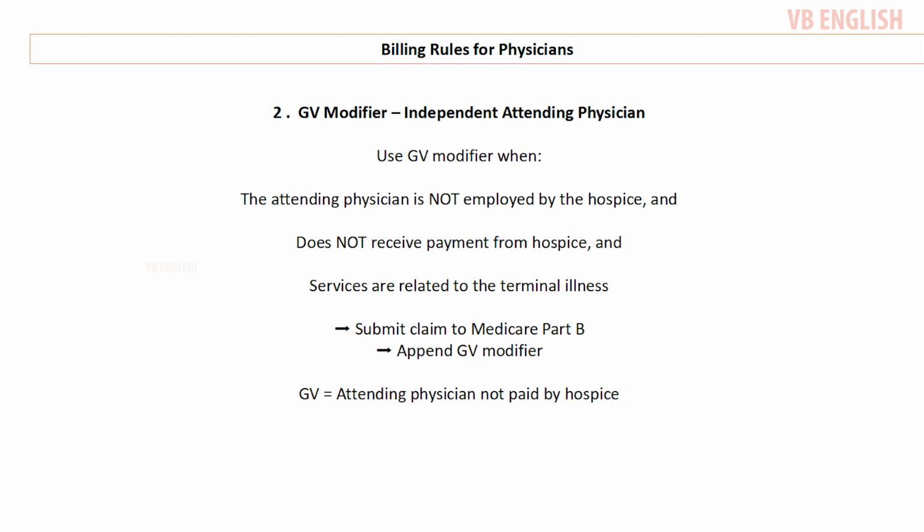2. GV modifier, independent attending physician. Use the GV modifier when the attending physician is not employed by the hospice and does not receive payment from hospice, and services are related to the terminal illness. Submit the claim to Medicare Part B. Append the GV modifier. GV equals attending physician not paid by hospice.